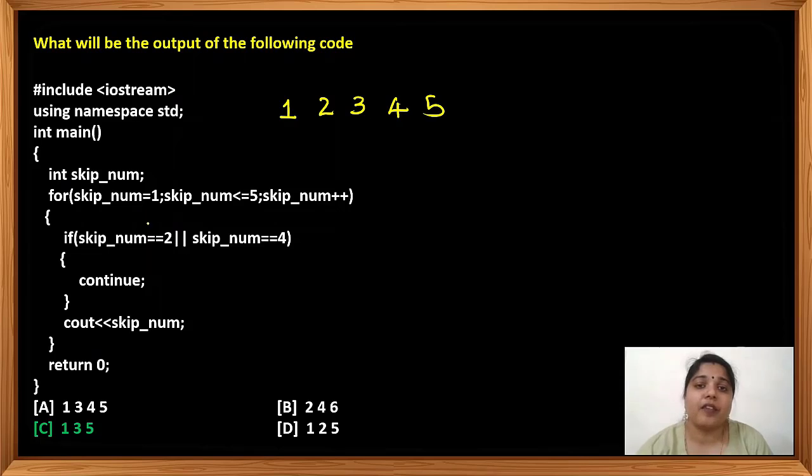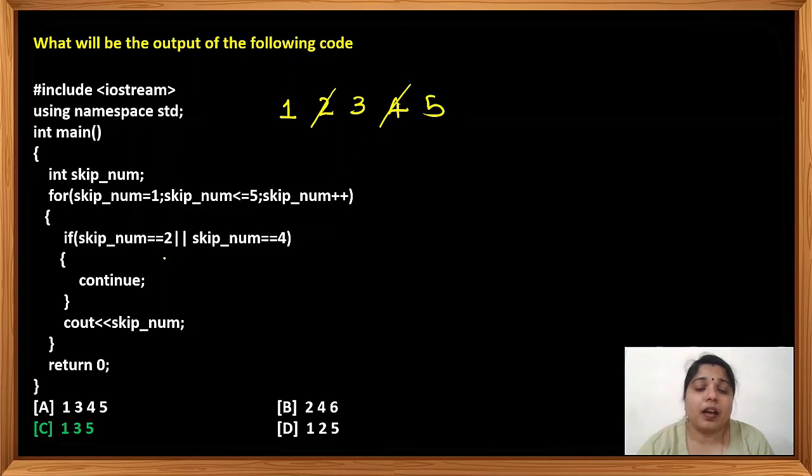Now inside the for loop we have an if statement. In the if statement it is said: if skip_num is equal to 2 or skip_num is equal to 4, then continue. What does continue mean? Continue means when you encounter continue, we have to continue the for loop without executing any further statements. So here we have encountered a continue when skip_num is equal to 2 or skip_num is equal to 4. In both cases, you don't have to print anything. You don't have to go into further statements. You have to continue with the for loop. That means in both cases, 2 and 4, nothing will be printed on the screen.